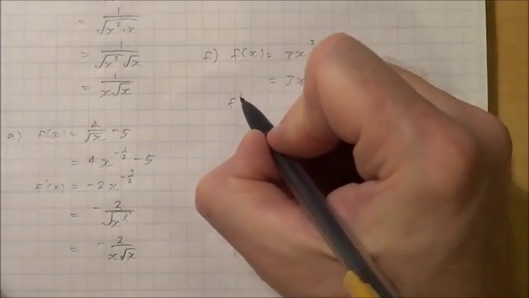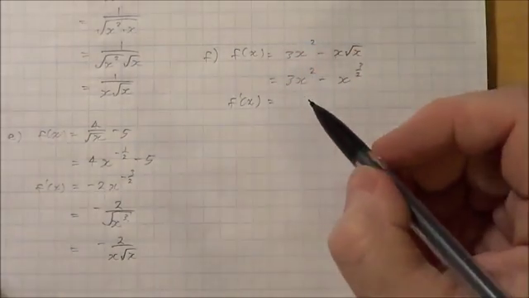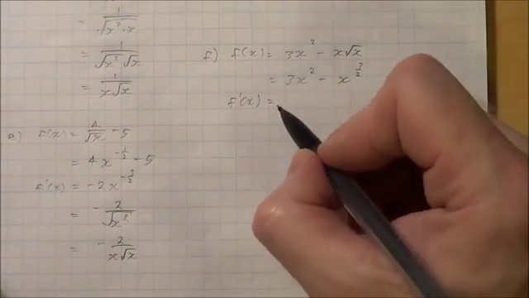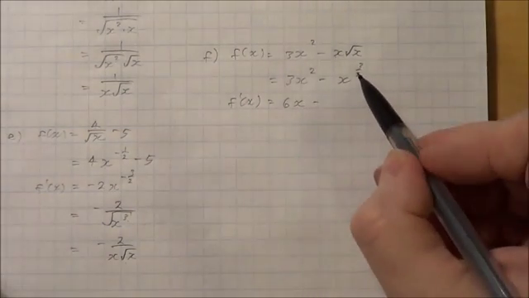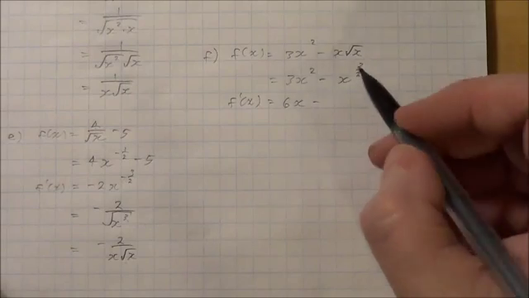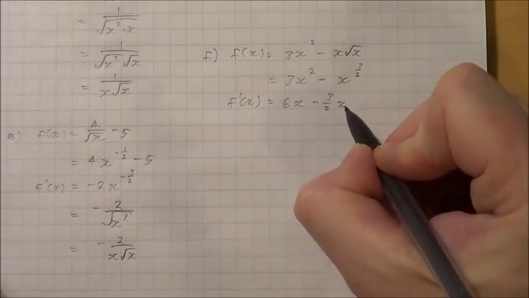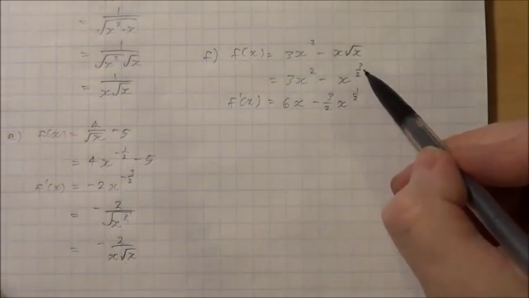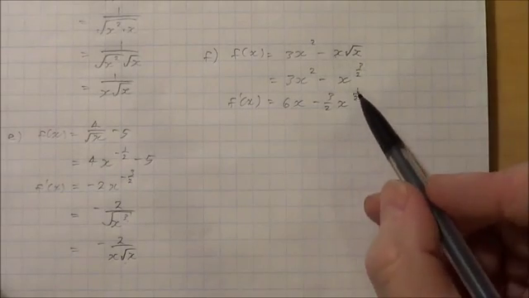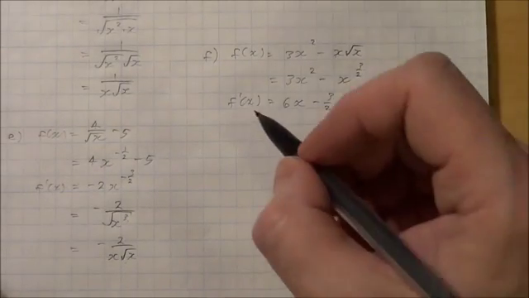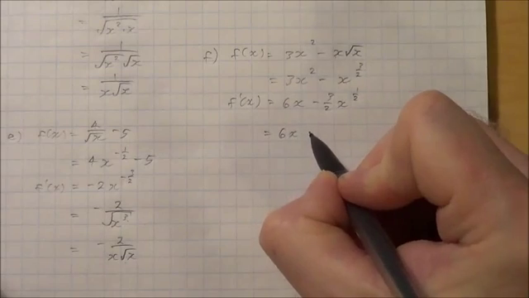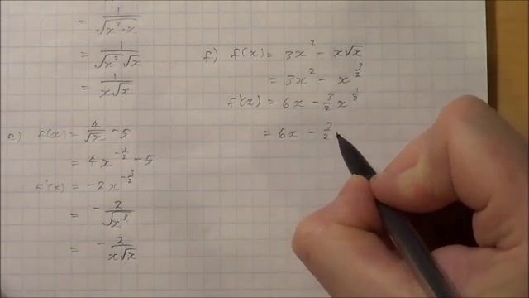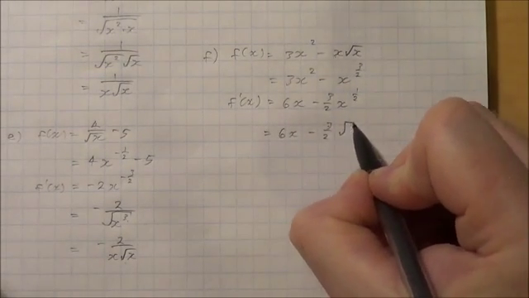And now we take the derivative of this, and the derivative of 3x squared is 6x, and the derivative of x to the 3/2 is 3 over 2 x to the 1/2 after subtracting 1 from the exponent. And now we'll rewrite it into square root form. So we get 6x minus 3 over 2 root x.